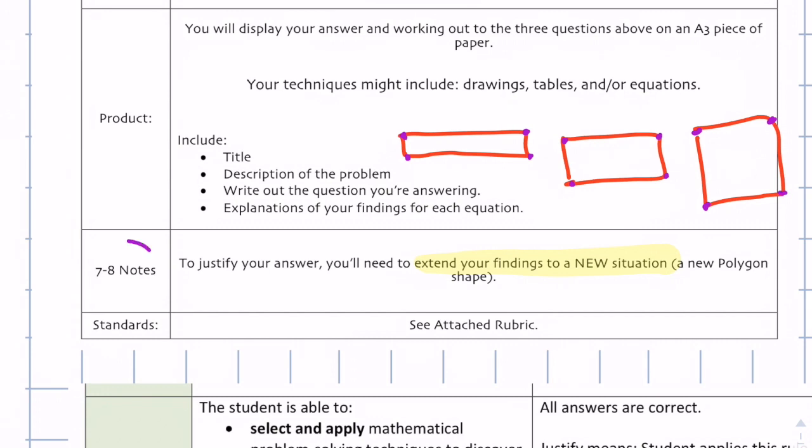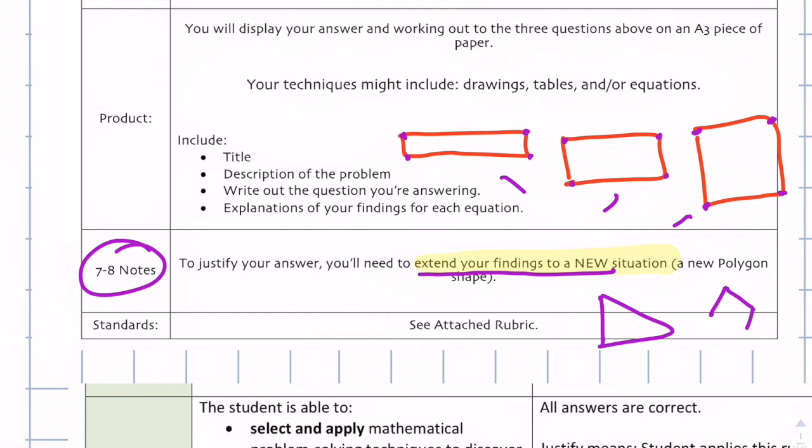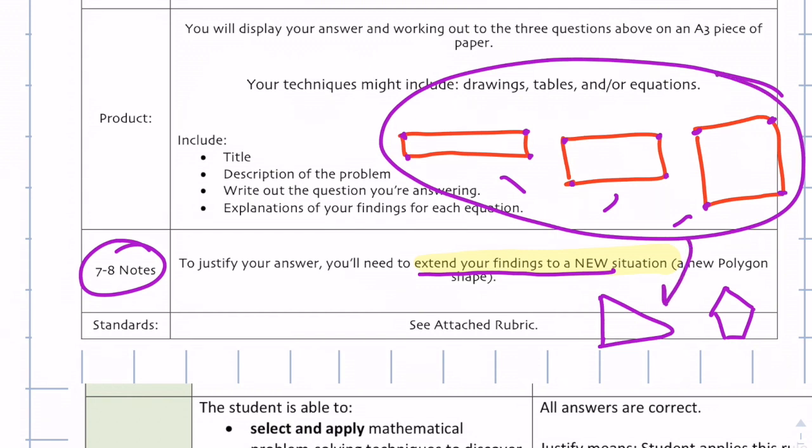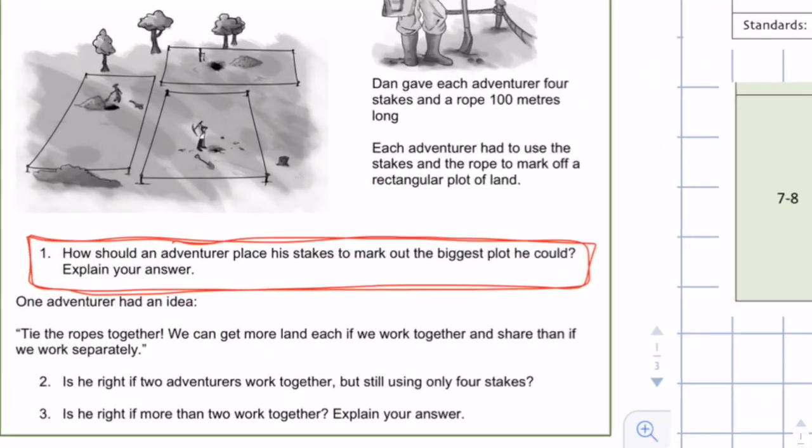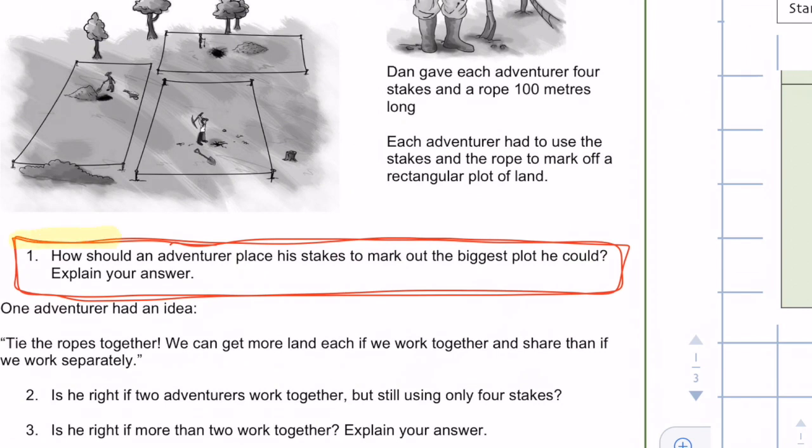So now for the 7-8 level, what you need to do is go beyond just quadrilaterals. Maybe you want to try triangles. Maybe you want to try pentagons. How is the pattern that you observed here, how might that extend to a new shape? Is it the same thing or is it not the same thing? Also remember that this is only about question 1, the 7-8 level.